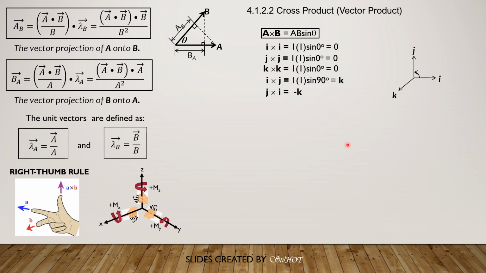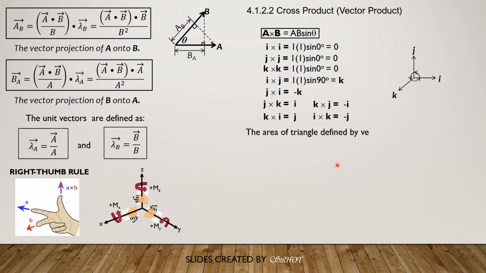Then J cross K is equal to I. Fingers towards the J direction, then curl them towards the unit vector K. Your right thumb will be pointing in the I direction. So J cross K is I, while K cross J is negative I. And finally, K cross I is equal to J, then I cross K is equal to negative J.